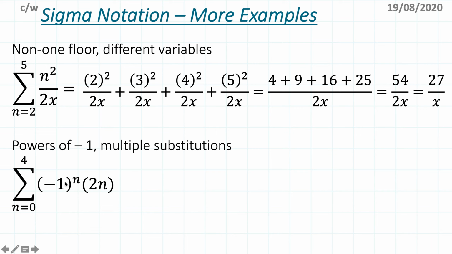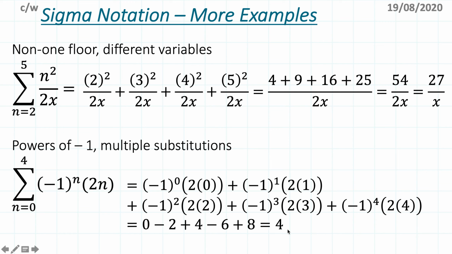in one example. So powers of -1, and not just -1 actually, it's powers of any negative number. So these are special, and hopefully you're going to notice a pattern here. We also have multiple substitutions. So we have a substitution as a power, and we have a substitution as a multiplication with 2, and this will end up being 4.